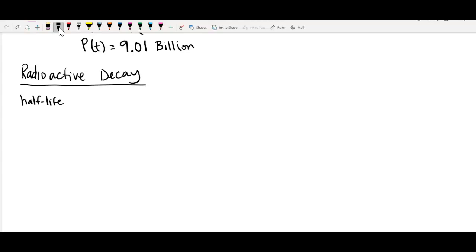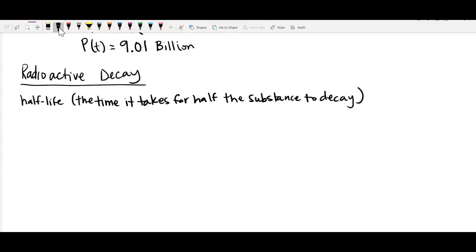So let's just put down: it's the time it takes for half the substance to decay. Right? So that's what we're talking about with half-life.